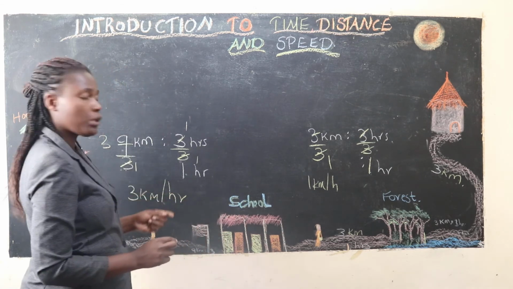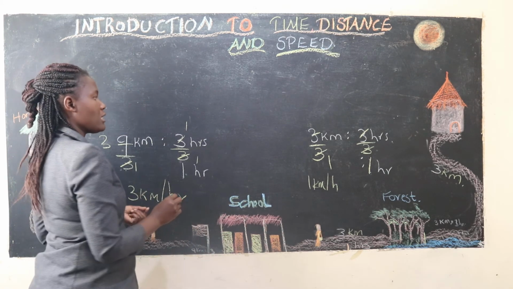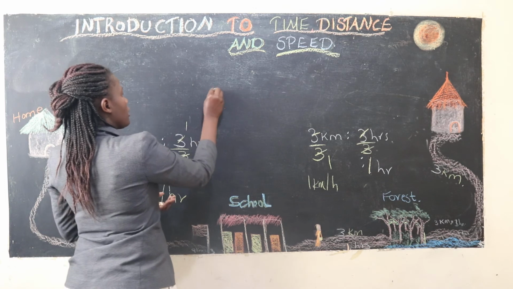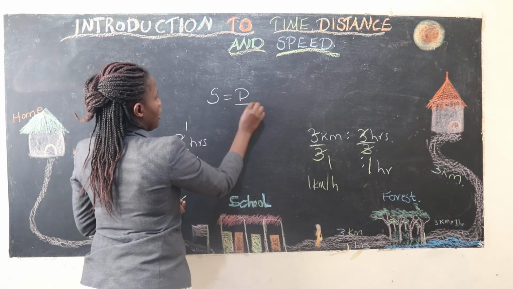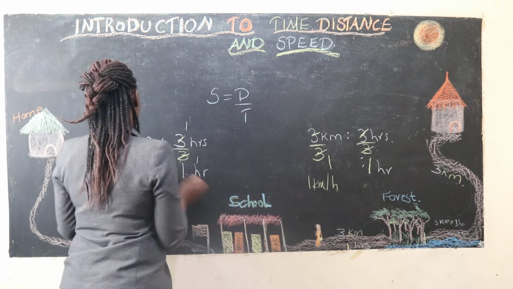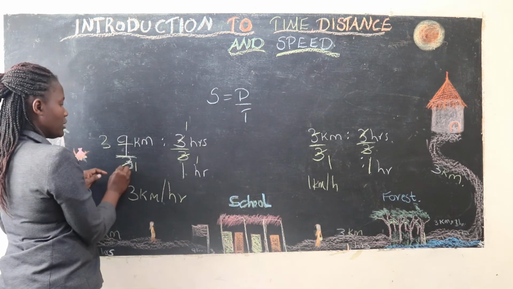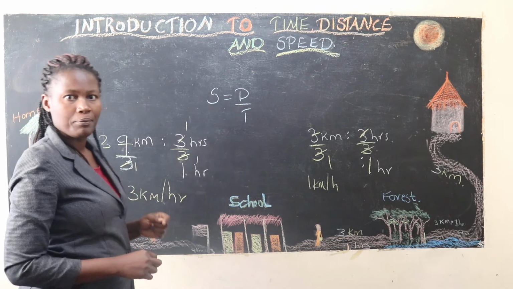And so, from what we have done here, you can now understand that you get the formula of speed by doing this. Speed is equal to distance over time taken. We took distance over time taken to find speed.